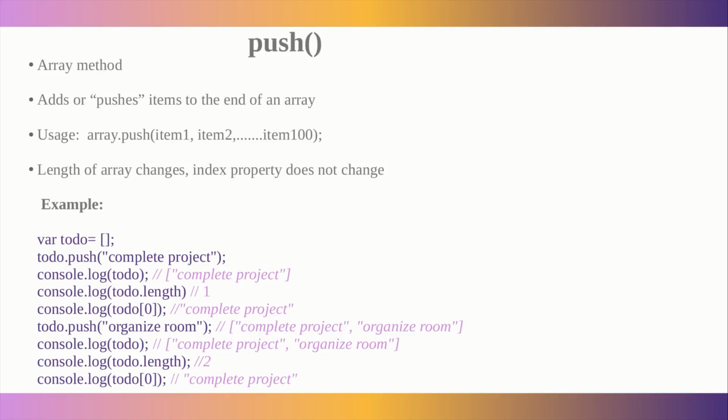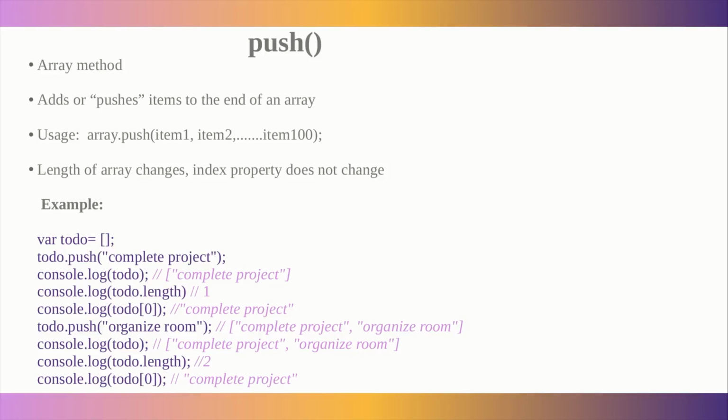In our example here, var todo is an empty array. We apply the push method on var todo using the dot notation to pass the string complete project within brackets to the array. And now when we console log the length of the array, it returns 1 as there is only 1 item in the todo array. And if you check the index of todo at position 0, it console logs to the string complete project. And then when we add the string organized room, the length changes to 2.